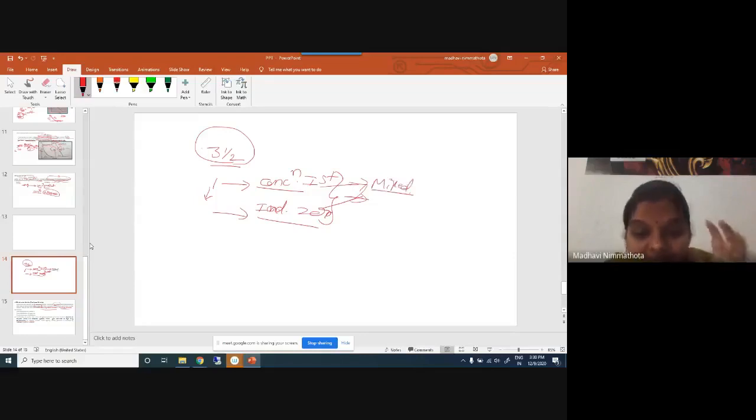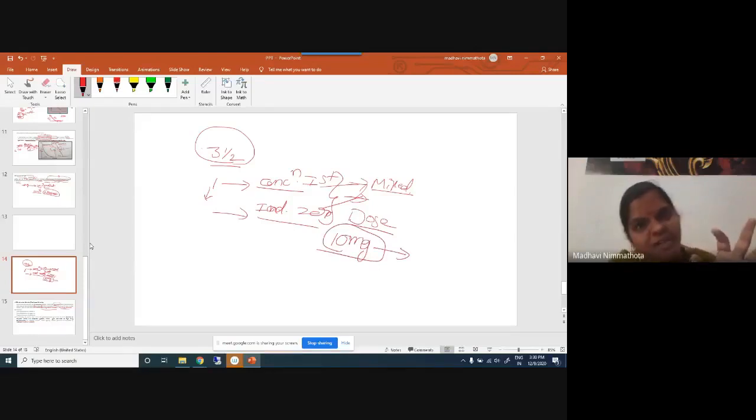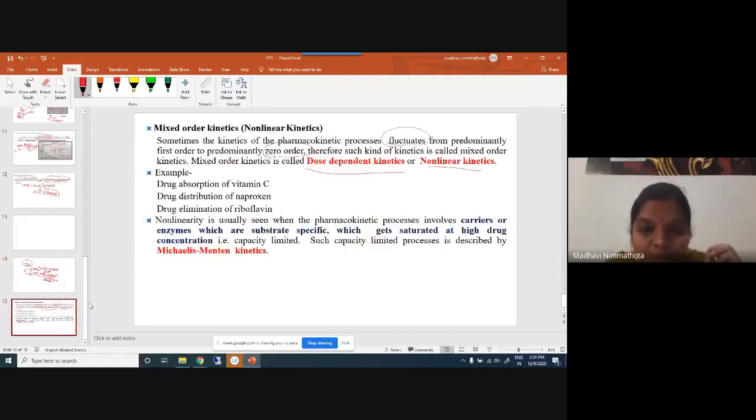So in the case of such drugs, you just consider the dose of the drug. If the drug dose is 10 mg, this 10 mg will travel within these 3.5 hours irrespective of the concentration of the drug. Did you understand? This 10 mg of the drug will travel within 3.5 hours in our body irrespective of concentration. So these are dependent upon the dose, irrespective of concentrations. That's why these are also called dose dependent kinetics.